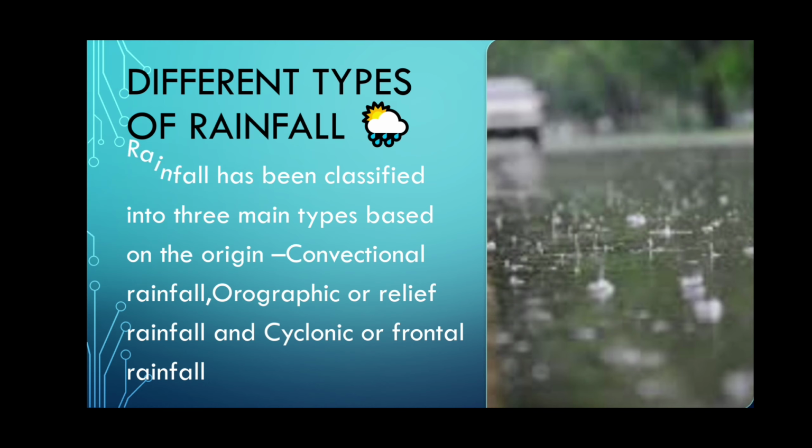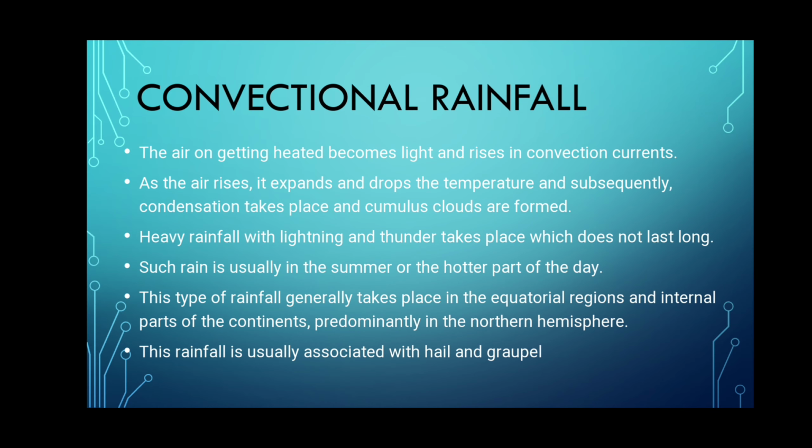Different types of rainfall. Rainfall has been classified into three main types based on the origin: convectional rainfall, orographic or relief rainfall, and cyclonic or frontal rainfall. Convectional rainfall: the air on getting heated becomes light and rises in convection currents. As the air rises, it expands and drops in temperature, and subsequently, condensation takes place and cumulus clouds are formed. Heavy rainfall with lightning and thunder takes place, which does not last long.